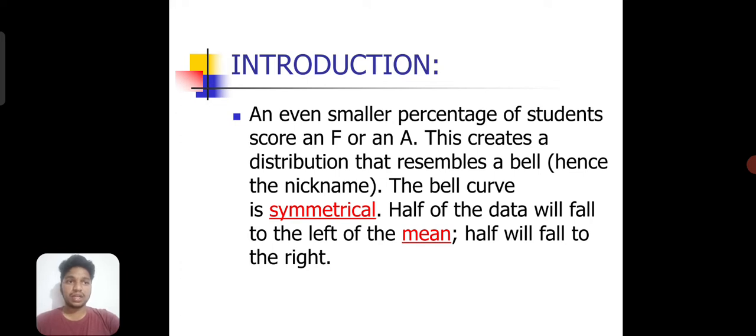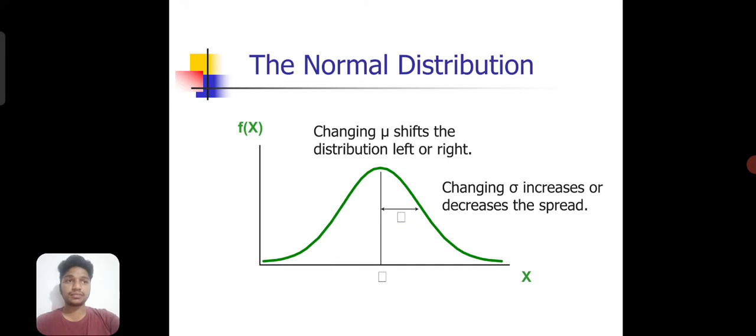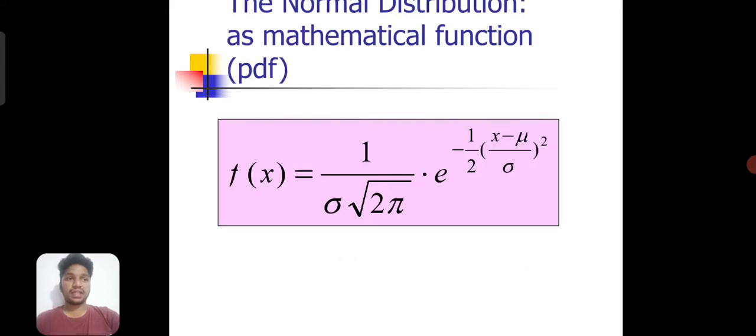The bell curve is symmetrical. Half of the data will fall to the left of the mean, half will fall to the right. This is exactly how the normal distribution curve looks. On the y-axis there is f of x, and on the x-axis x. You can see the increasing and decreasing of the curve. Changing mu shifts the distribution left or right. Changing sigma increases or decreases the spread.